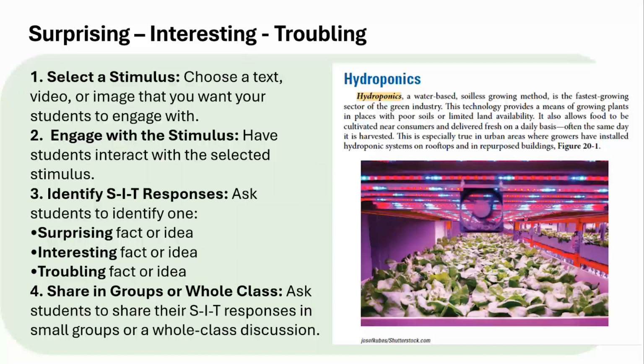Then, what is troubling? Sometimes my students would have trouble coming up with a troubling fact or idea, and sometimes that would be a question. We'd let them ask a question in that spot. Then, you can have students share peer-to-peer, small group, or whole group. You could even have students record these on sticky notes, and you could collect the sticky notes. You also could use the Ask a Question feature in Google Classroom or your learning management system to collect the responses for surprising, interesting, and troubling.